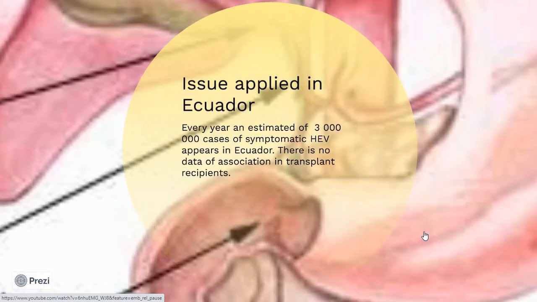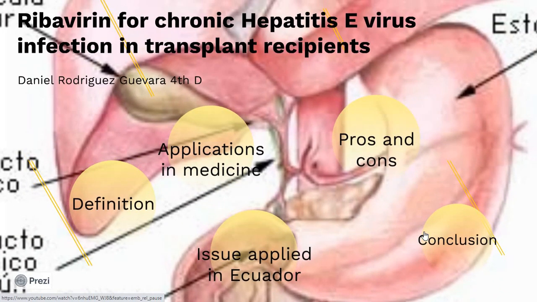This applies in Ecuador. Every year, an estimated 3 million cases of symptomatic HEV appear in Ecuador. There is no data of association in transplant recipients.